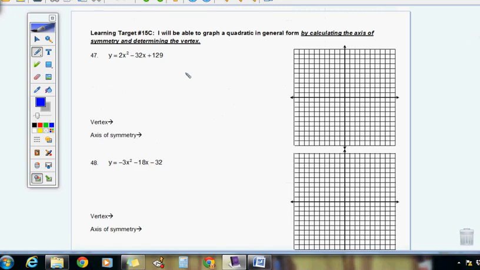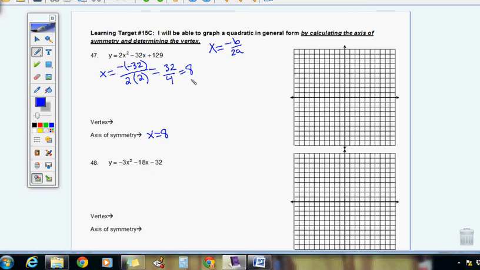Now, different procedure. You have to first find the axis of symmetry. So x equals negative b over 2a. So here we go. x is equivalent to the opposite of b, so the opposite of negative 32, all over 2 times a, which is 2. All right, so what do we got here? We got 32 over 4. So our axis of symmetry is 8. So that's the first thing we find using this procedure.